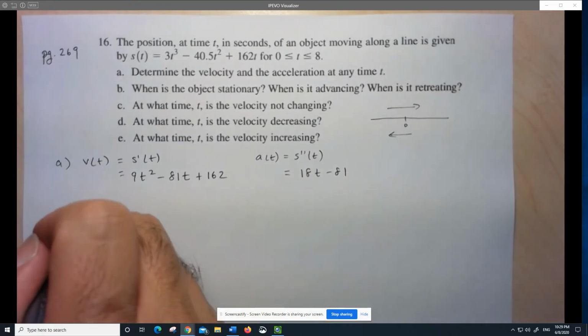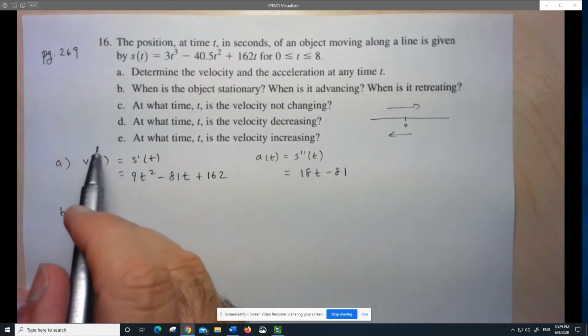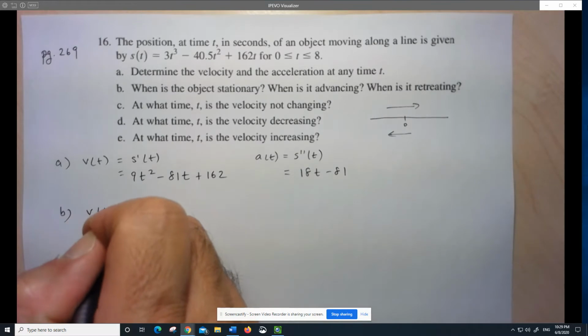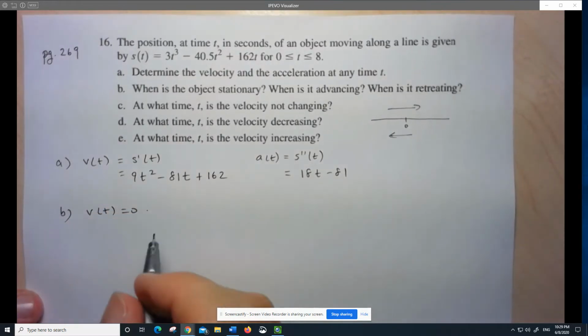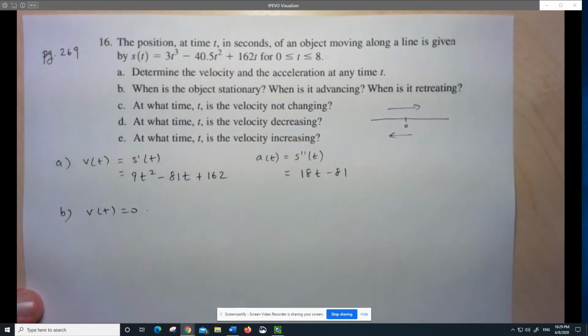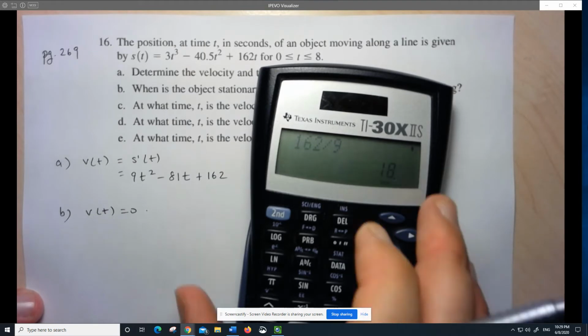So that's going to be our task here: determine, first of all, where the velocity is equal to 0 to answer the first part. So we need v at t equal to 0. In other words, we need this function here equal to 0. So I'm going to hope that 162 is divisible by 9. I think it is. Okay, 18.